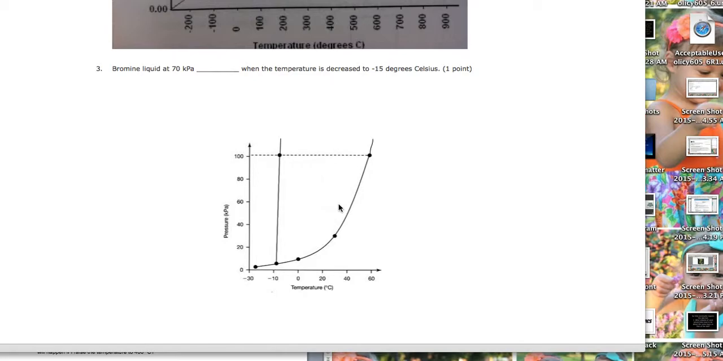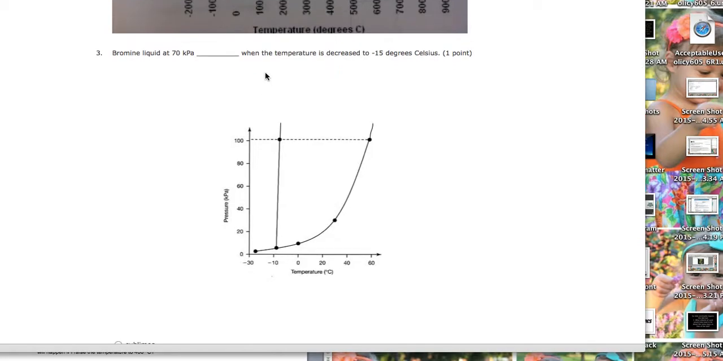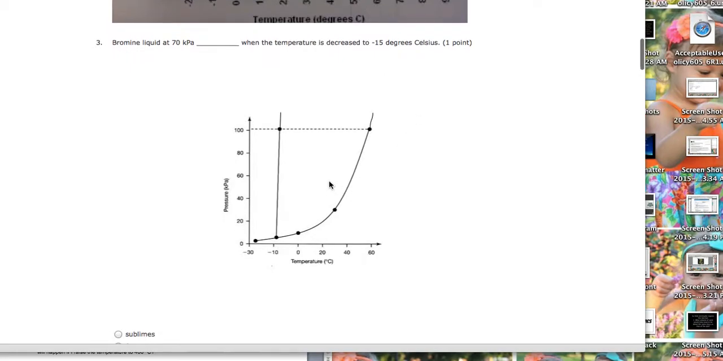Our next question, bromine liquid at 70 kilopascal. We want to know what it will do when the temperature is decreased to negative 15 degrees Celsius. So let's come down here and look. We've got kilopascals on the side, and so bromine liquid means the bromine's going to be here. At 70 kilopascal, coming over right about here, we're at least -8, -7, somewhere in there degrees Celsius. We want to know what would happen if we come back to -15.